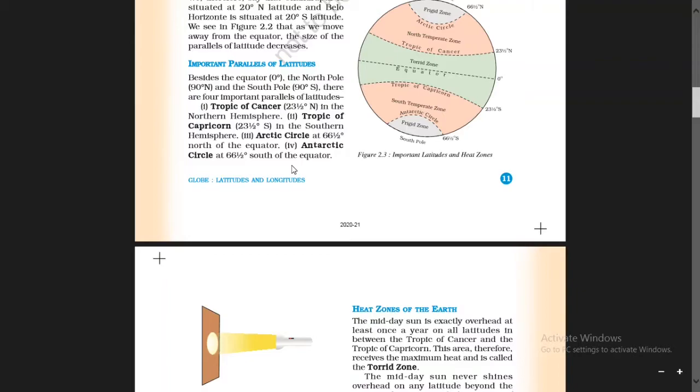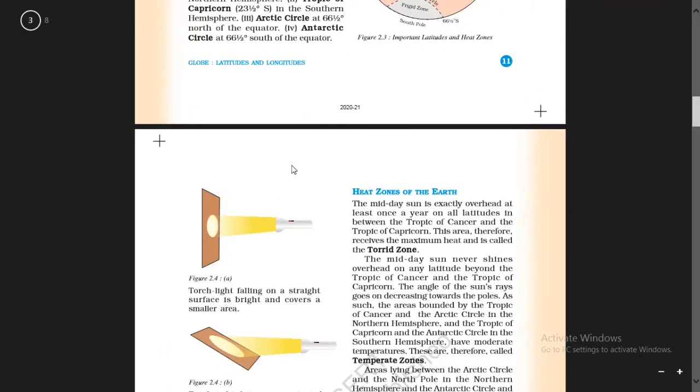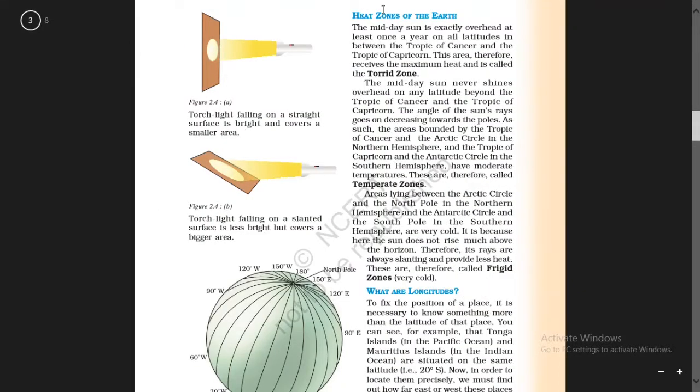Okay, let us turn over the page, that is page number 12. Heat zones of the earth. See, all parts of the earth, the hotness is not the same. Now let us see heat zones.